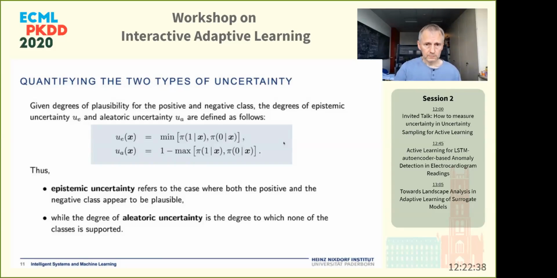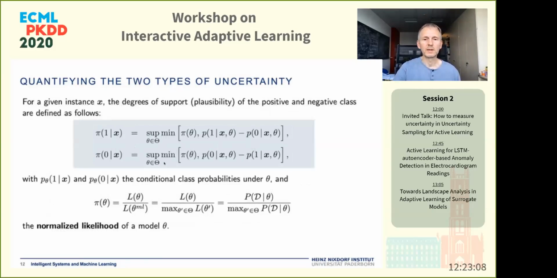So this means epistemic uncertainty refers to the case where both the positive and the negative class appear to be plausible. So you don't know very much. In the extreme case, you don't know anything, then this is 1. And the amount of aleatoric uncertainty, roughly speaking, corresponds to the degree to which none of the two classes is specifically supported in the sense of appearing specifically plausible.